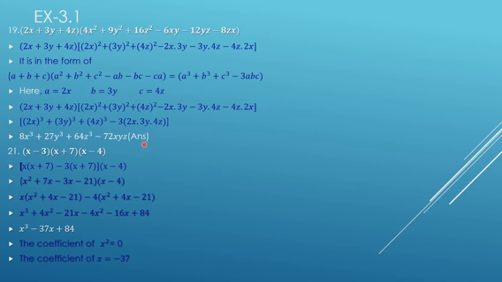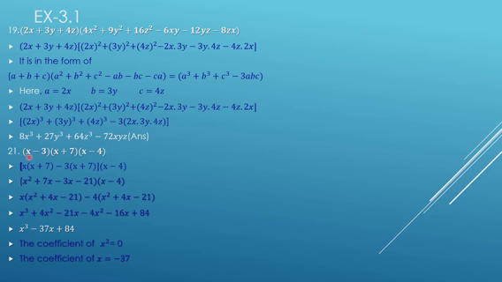Moving on to the next question: x minus 3, x plus 7 and x minus 4. All the three terms are to be multiplied. Now remember, in the previous slide we learned the multiplication of two expressions. We multiplied x with x plus 7 and then minus 3 with x plus 7. Here also we'll do the same thing, but first we'll multiply the first two terms. Whatever product we get will be multiplied by x minus 4.